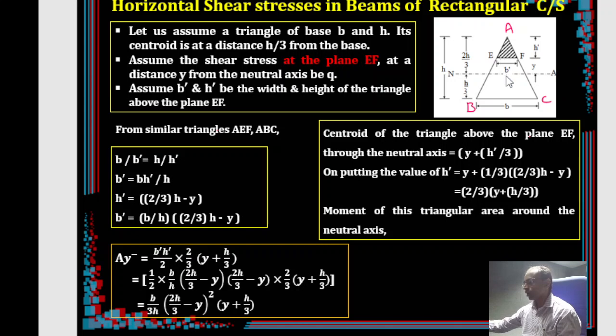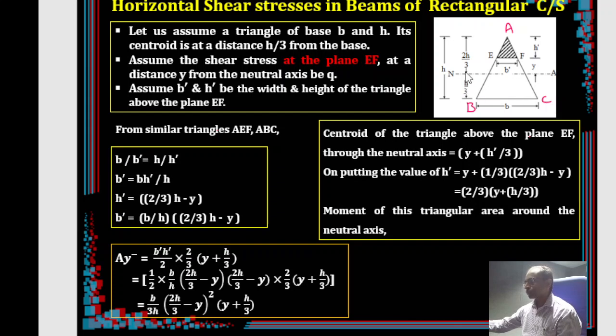For this area, temporarily we don't have any width, we do not know, so let us assume some value, b dash or b prime, and take another height, the height of that particular triangle. This is a triangular area. So the height of that particular triangle is say h dash, just as this is h. So we should finally be able to express that b and h in terms of the original section, right?